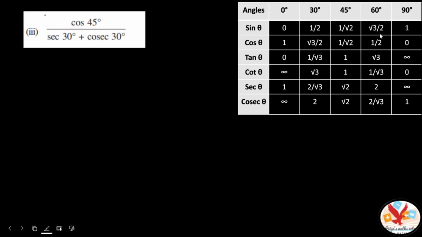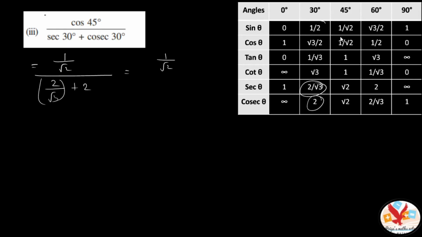Okay, next problem, cos 45 degree by secant 30 degree plus cosecant 30 degree. Okay, what is cos 45 degree here? It is 1 by root 2, 1 by root 2 by secant 30 degree. What is secant 30 degree? It is 2 by root 3. And what is cosecant 30 degree? Cosecant 30 degree is 2. Okay.